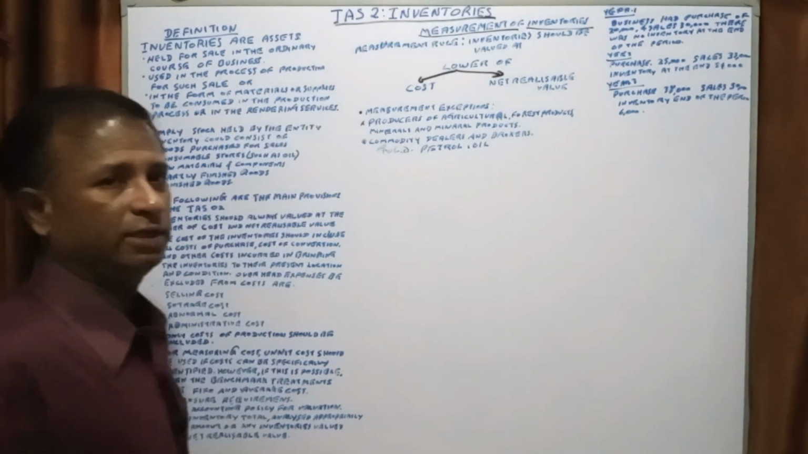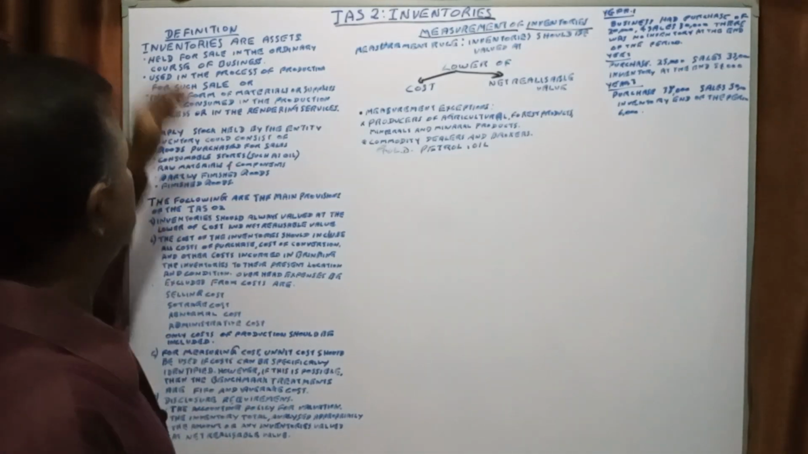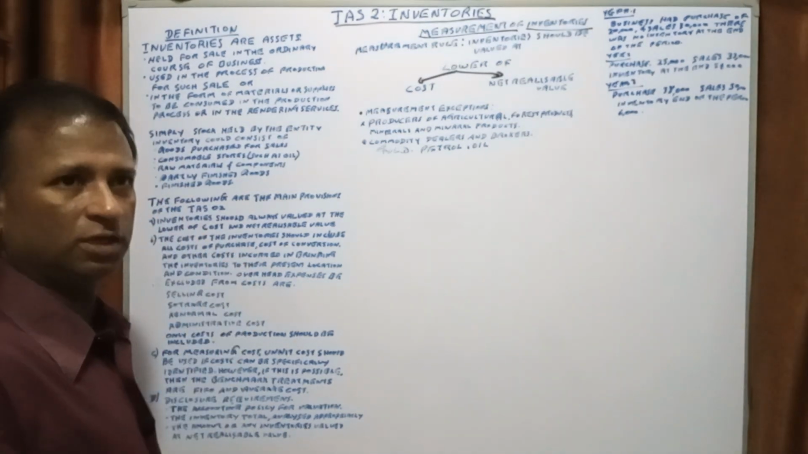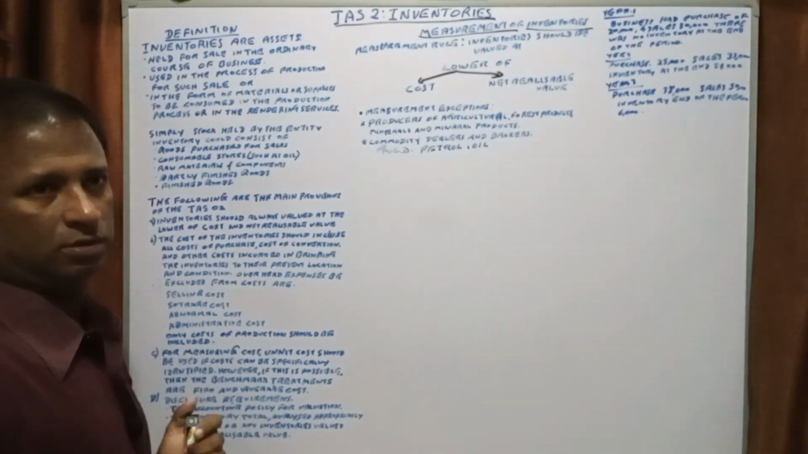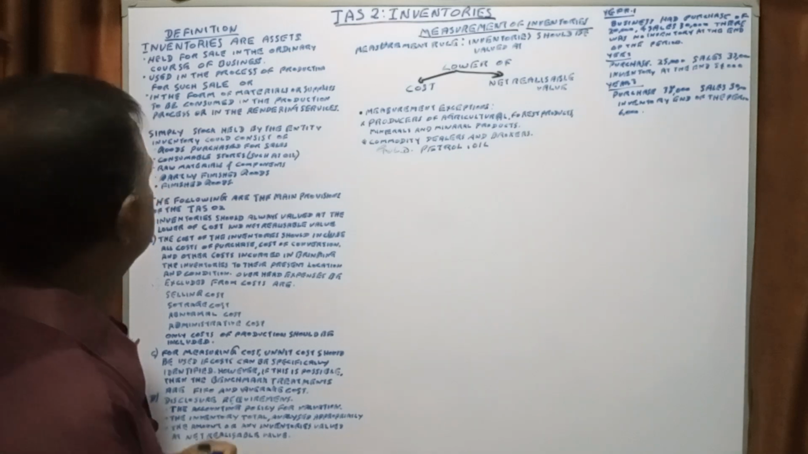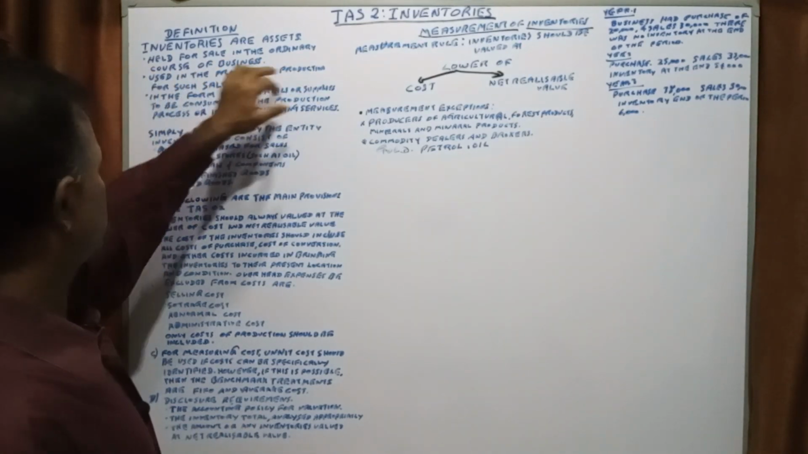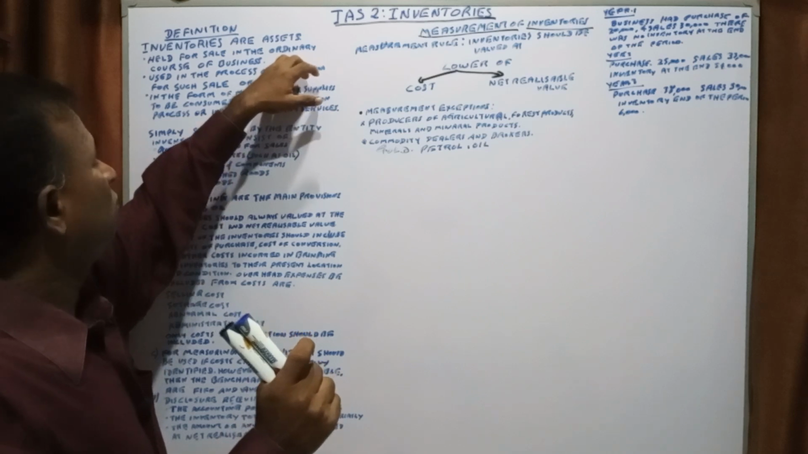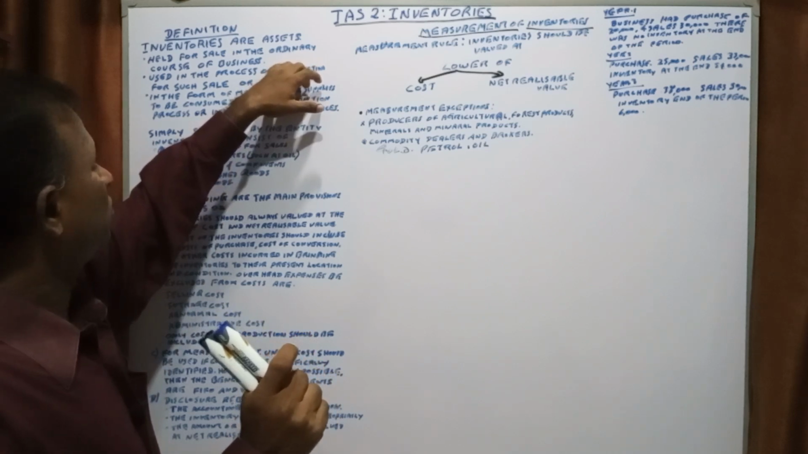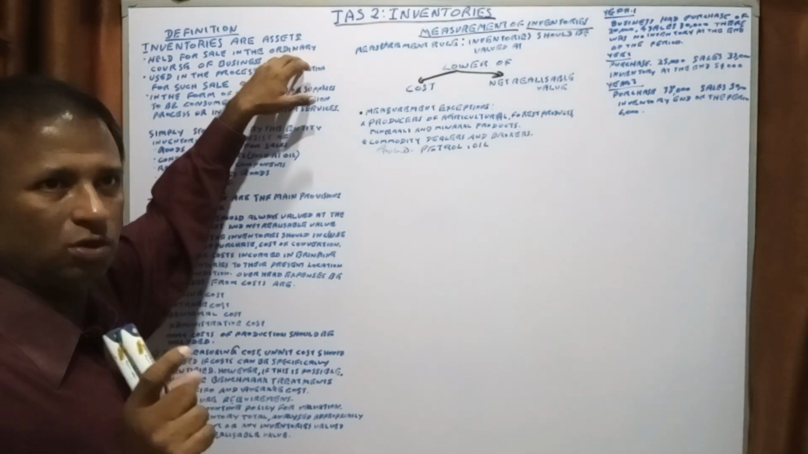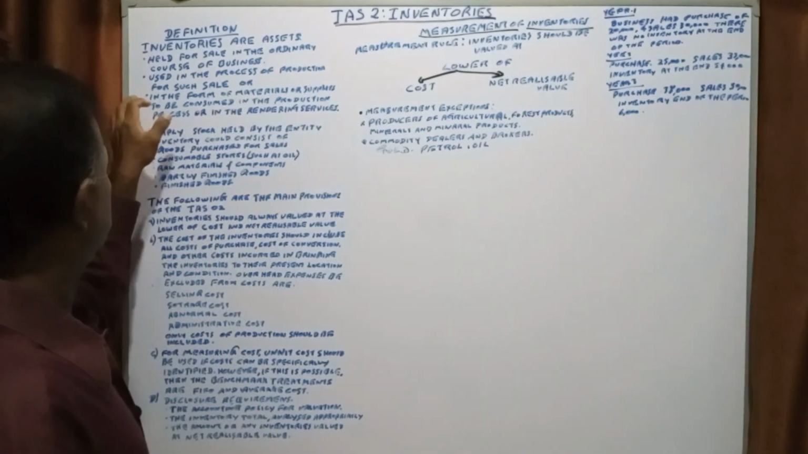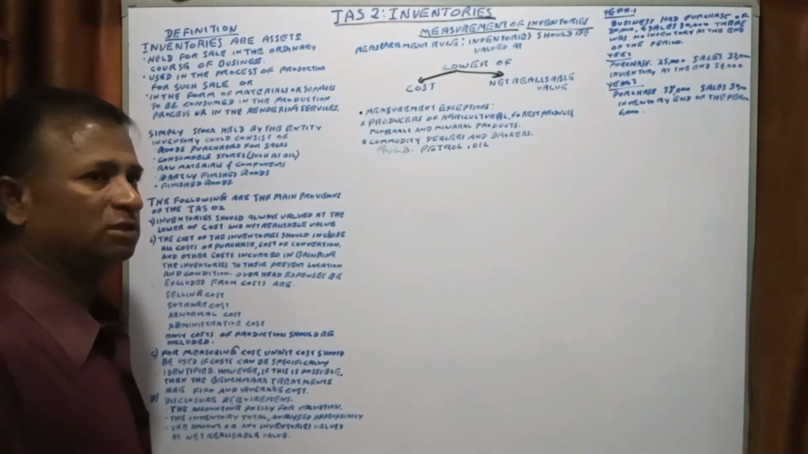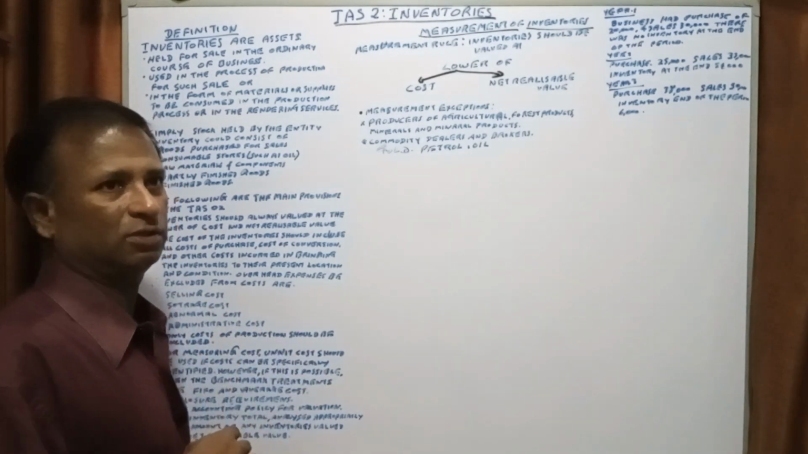as per the international accounting standards. The definition is: inventories are assets. Inventories, stocks, are assets falling under the current assets, held for sale in the ordinary course of the business. We are holding those stocks in the ordinary course of business. Other factors: used in the process of production for such sale.